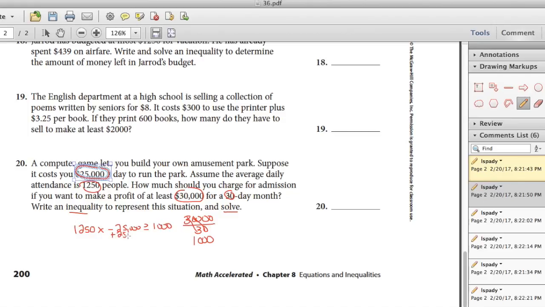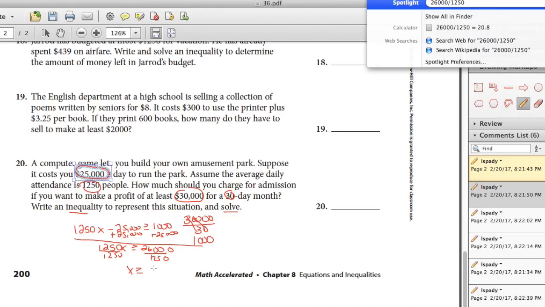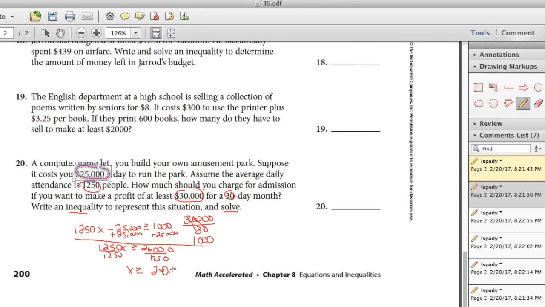When you add 25,000 to both sides, you get 1,250x is greater than or equal to 26,000, and divide by 1,250, x is greater than or equal to $20.80. And so how much should you charge for admission? You should charge $20.80.